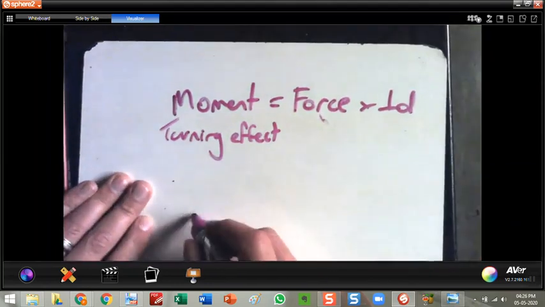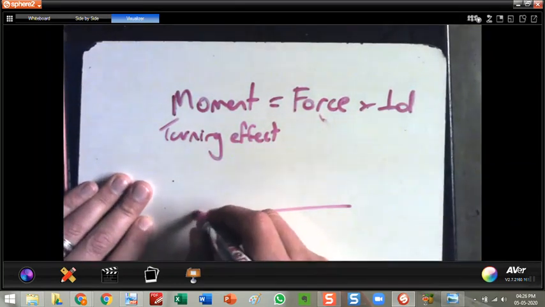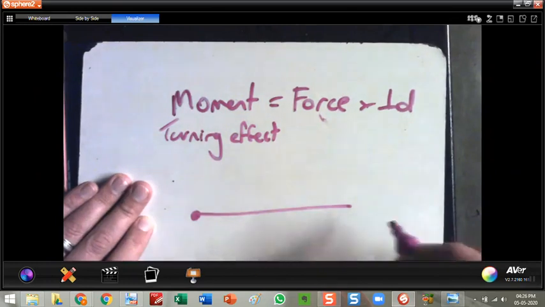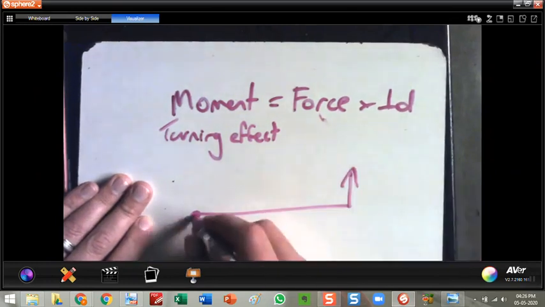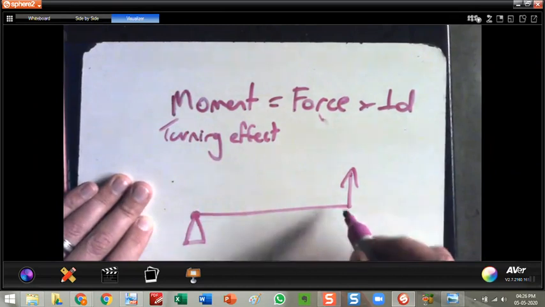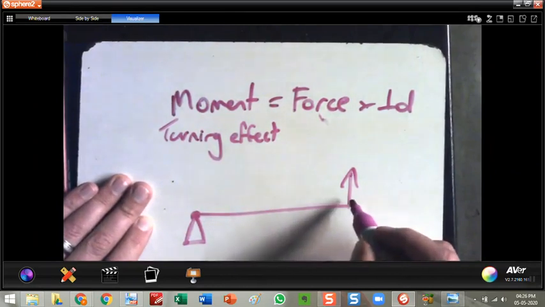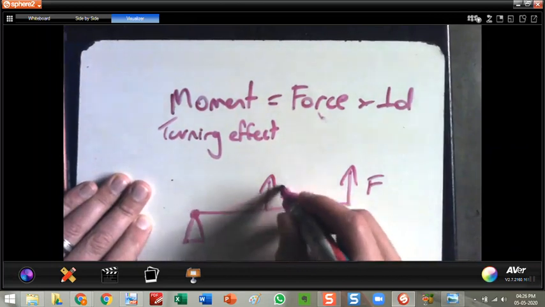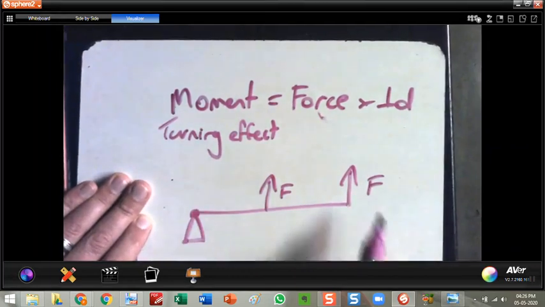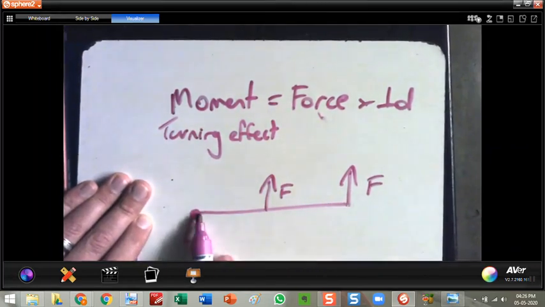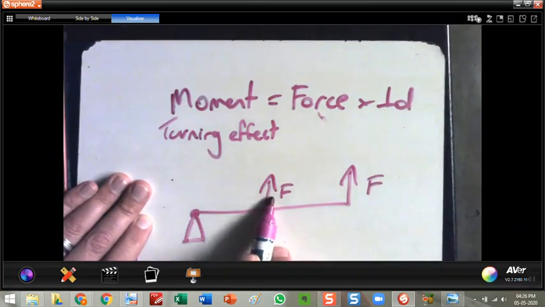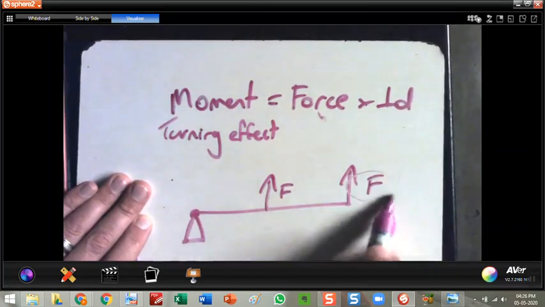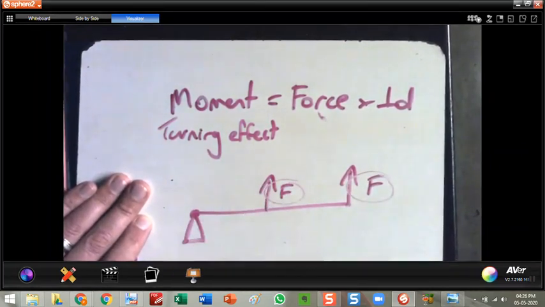Okay, so if we make our turning point here and we lift up with this force, it would be much more effective than pulling the object up here, because this force has a bigger distance from the pivot than that force. So this moment will be bigger than that moment.